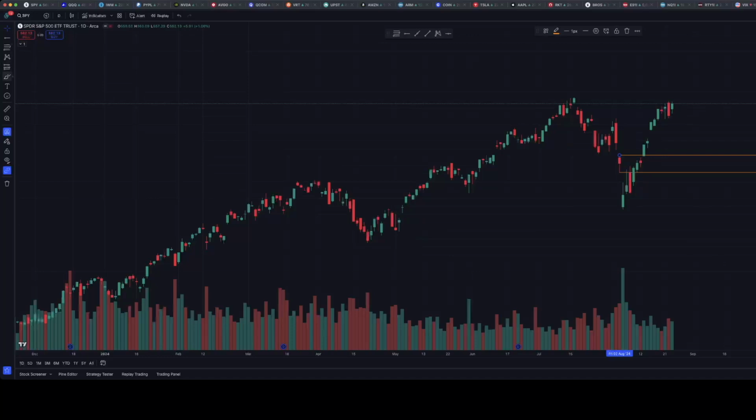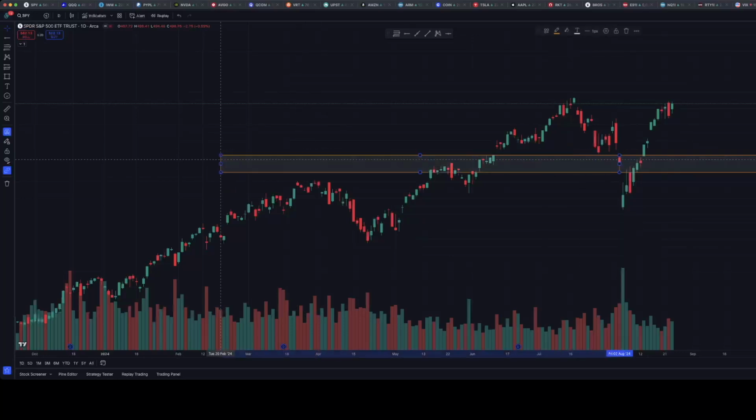Like, let me draw a box just to kind of show. You could even do this. But if you drag this out, look what happens. Resistance. And then it lifted up. This was another level that it tried to hold here before it fell through on that bad week we had. But still, look, it came back up, tested, resistance, it finally broke through.